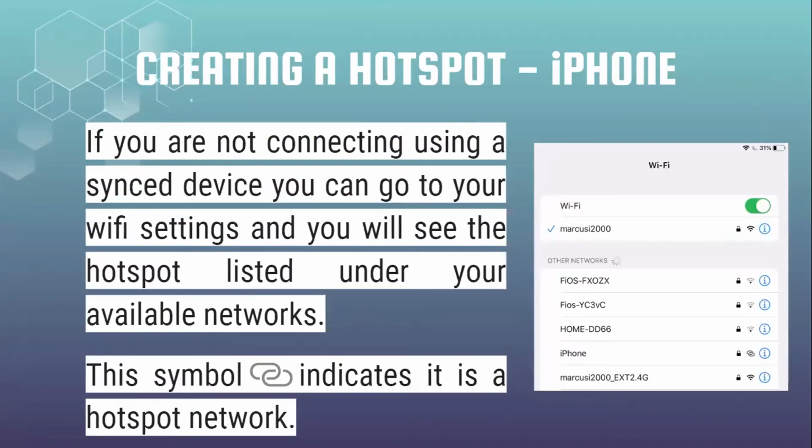If you are not connecting using a synced device, you can go to your Wi-Fi settings and you will see the hotspot listed under your available networks. This symbol that looks like two ovals connected together indicates that it is a hotspot network. As you can see on the right, under Other Networks, on the fourth row, it says iPhone, and on the right of that, there is the hotspot symbol.